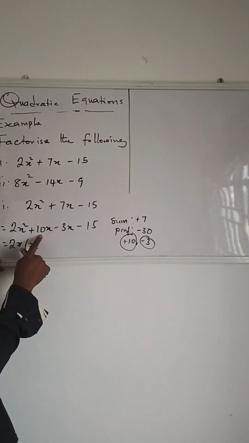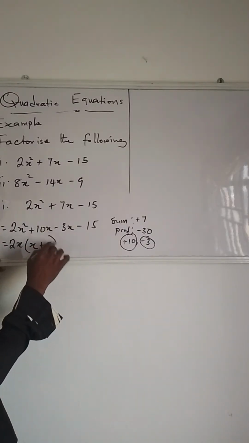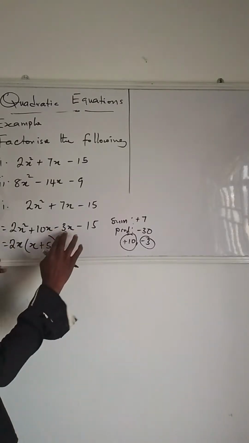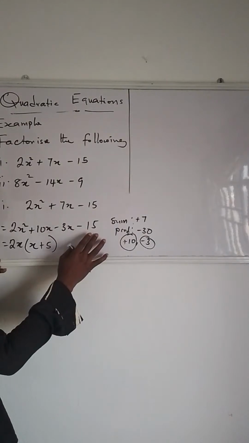First divide this 10 by 2. You are going to be having what? 5. So divide x by x. So that's going to be plus 5. Get that? Now look at this. The common factor is going to be negative 3.